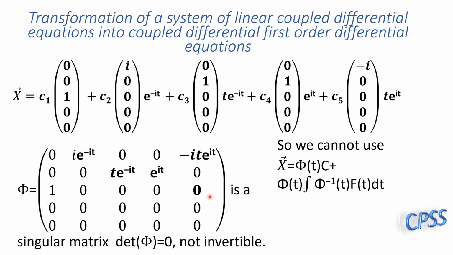One problem: this matrix is not invertible. When you calculate the determinant, it's equal to 0, so it can't be inverted. So what can I do next? What can I do to solve this problem? What is the particular solution?